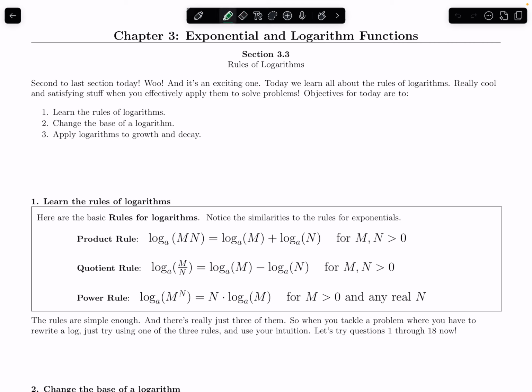Okay, here we go. 3 things to learn today. Number 1, how to learn the rules of logarithms. Number 2, learn the change of base formula and how to apply it. And then number 3, apply logarithms to growth and decay. This last one you'll see is actually very similar to the compound interest formula that we learned previously.